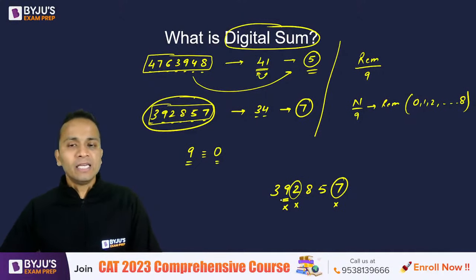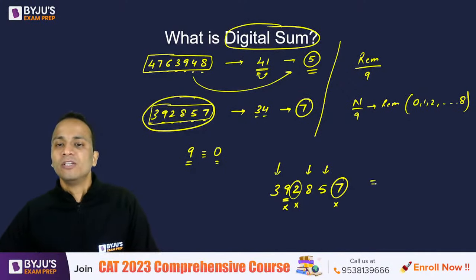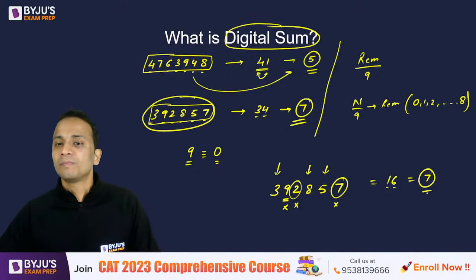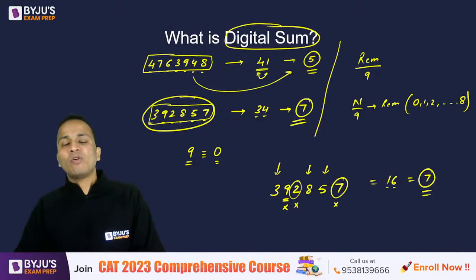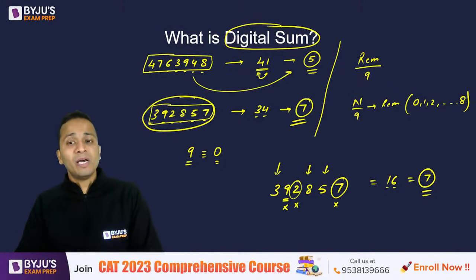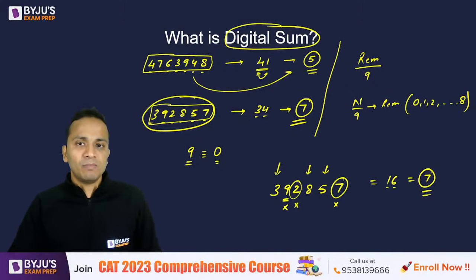Then calculate the digital sum of the remaining digits. So 3 plus 8 is 11. 11 plus 5 is 16. So the digital sum here is 16. Further, I'll add 1 and 6, and it will give me a digital sum of 7, which is absolutely the same as in the example that we have calculated earlier. Since the number is the same, the digital sum will be the same, but this is a faster way of calculating the digital sum.